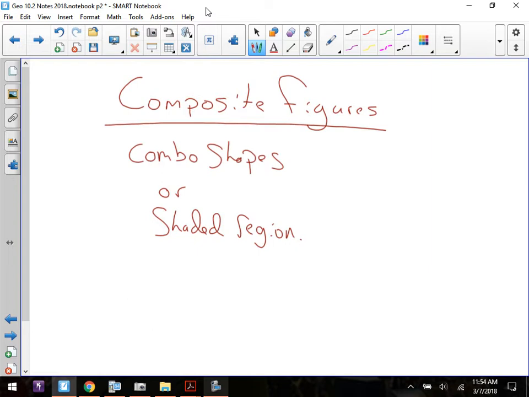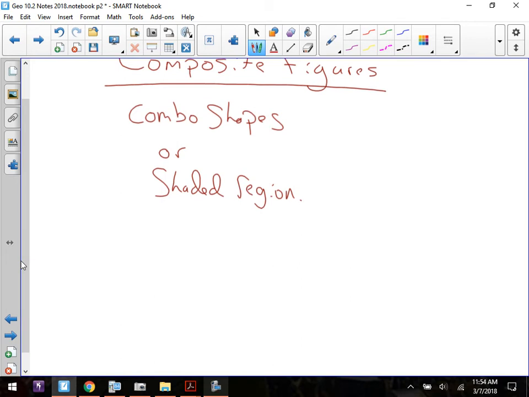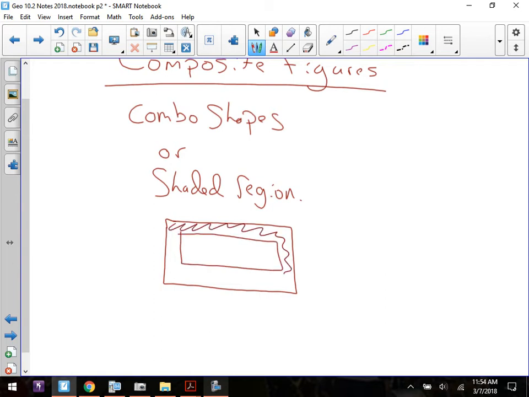When you're talking about combos, it kind of looks like the ones you were asking about from last night, where we had that rectangle and a triangle fit next to each other. That's a combo shape. You have to do two areas to get to it. Shaded region ones are going to look like a picture frame, or exactly like you asked about earlier, where we had a square with a triangle cut out.